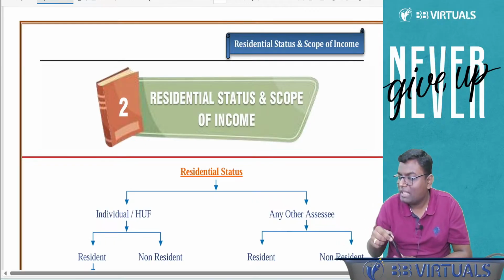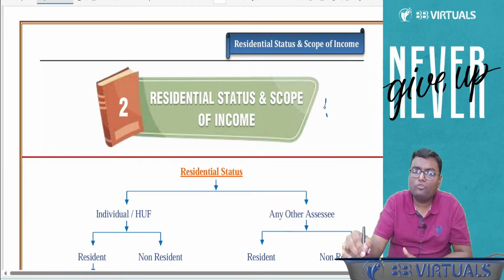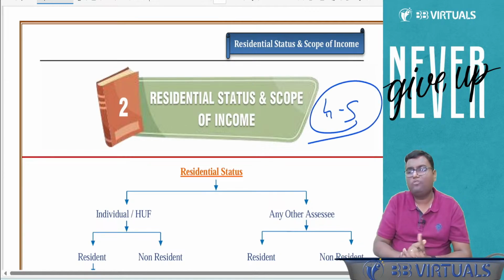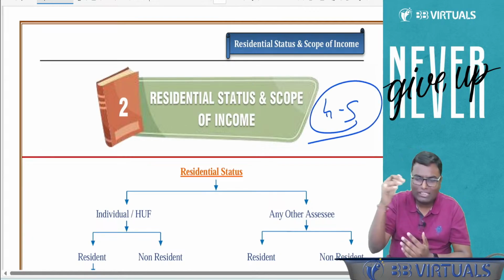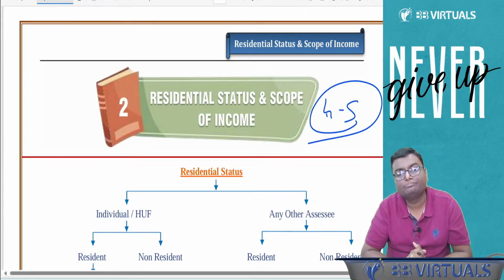This particular chapter is approximately 4 to 5 marks. A separate question, along with a case study, it can be merged. You can consider a 4 to 5 mark weightage.